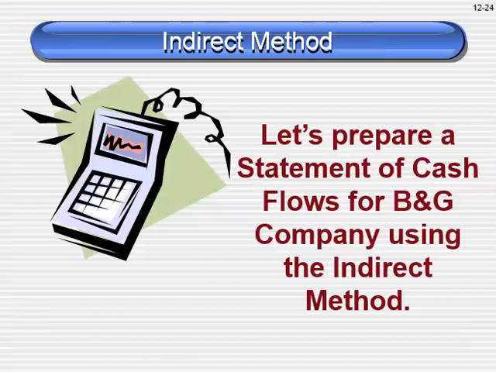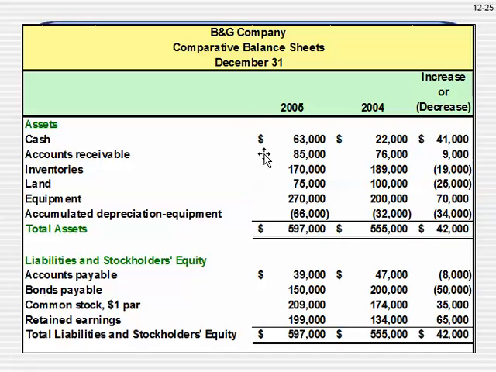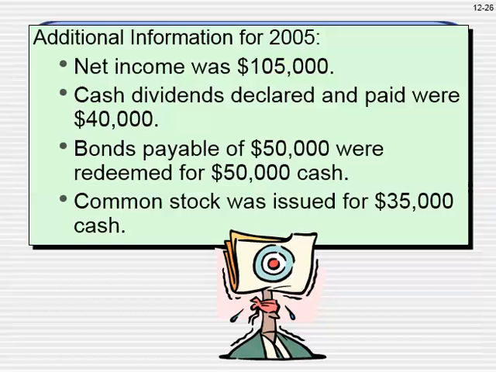Let's do a little bit more in-depth problem. So here we have B&G Company's comparative balance sheet. So we can see for 04 and 05. And they've been kind enough to go ahead and show the difference between 04 and 05 here. So in 04, cash was $22,000. In 05, it went up to $63,000. So that's a $41,000 increase. So that's going to help us when we start preparing our financial statement.